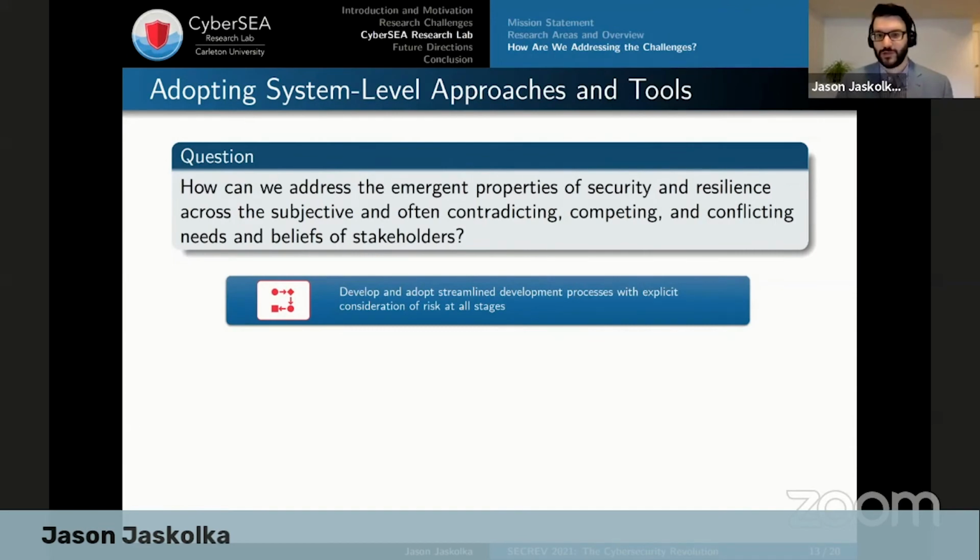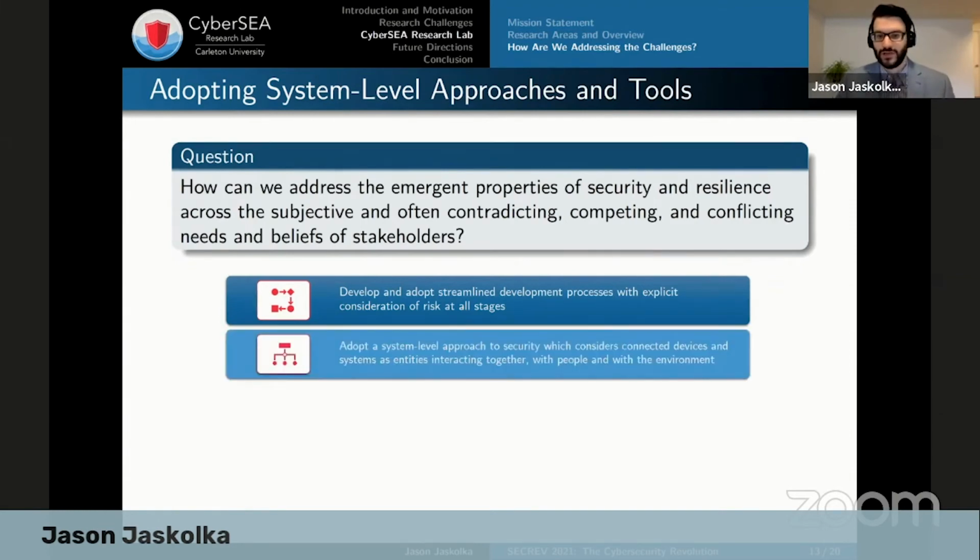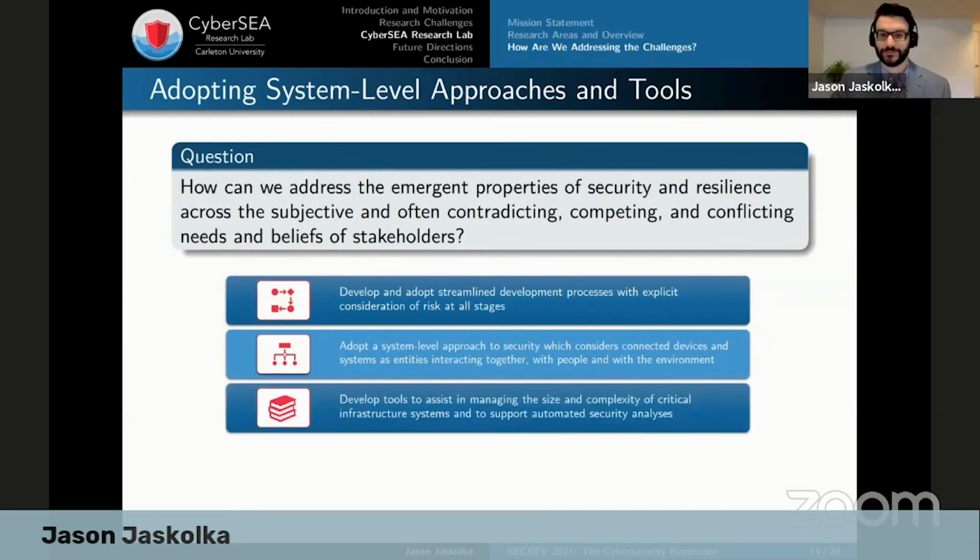Some of the ways in which we're trying to address this question is we're looking to develop and adopt streamlined development processes with explicit consideration of risk at all of the different stages. We're looking to adopt a system-level approach to security, which considers connected devices and systems as entities interacting together with all of the people that are involved, as well as its operational environment.